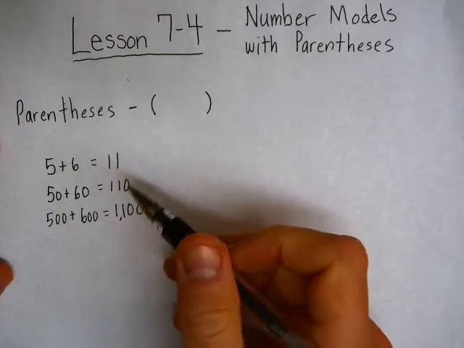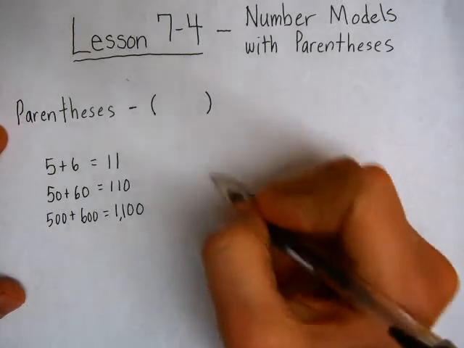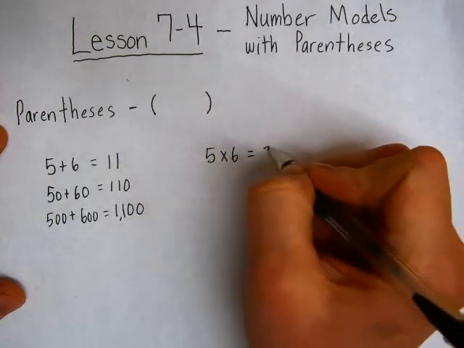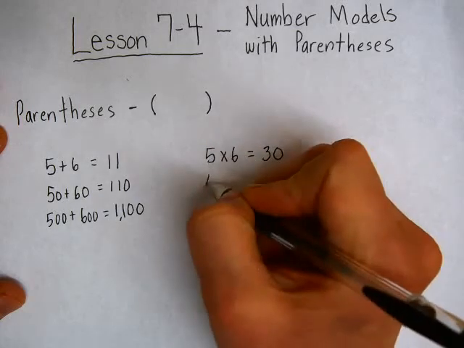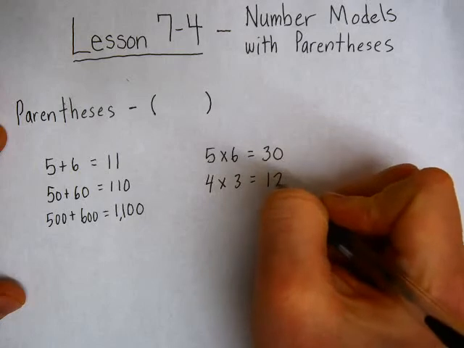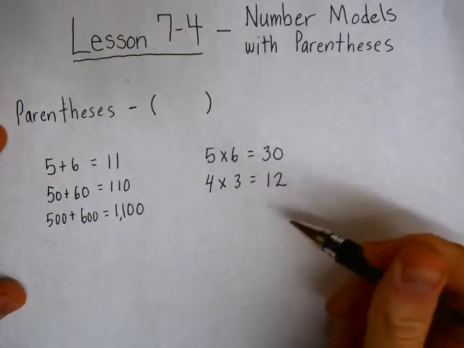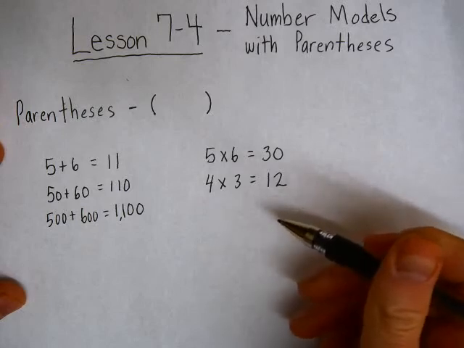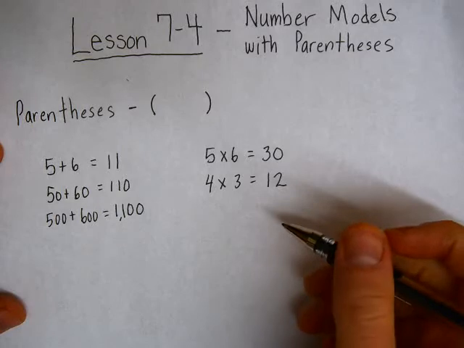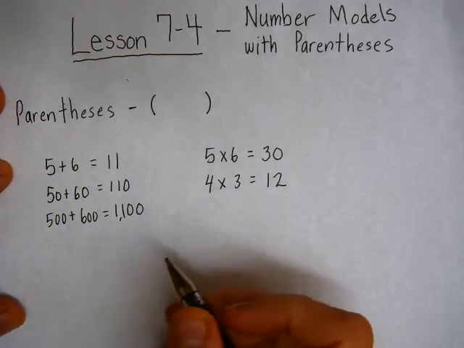We also want kids to be able to use multiplication facts to solve number sentences. So for example, we want them to be able to say 5 times 6 equals 30, or 4 times 3 equals 12. So kids are still working on their multiplication facts at this point, and please keep having them do that. They do need to have those memorized. We want them to be able to write number models with parentheses to match number stories. So we're working on number models with parentheses.